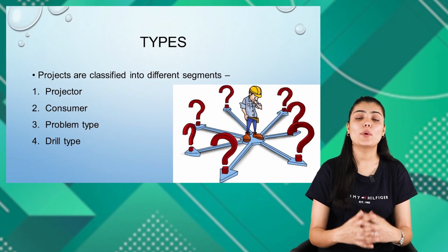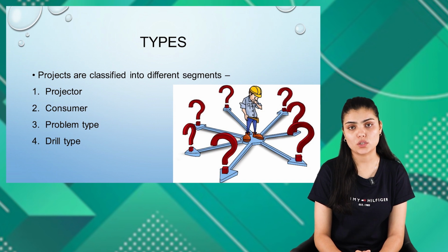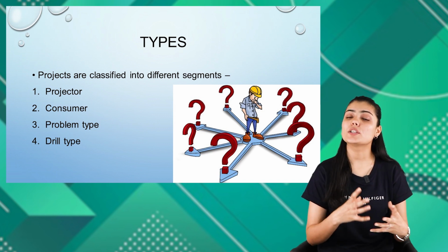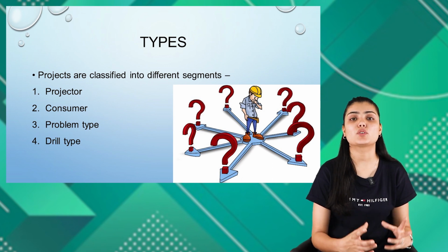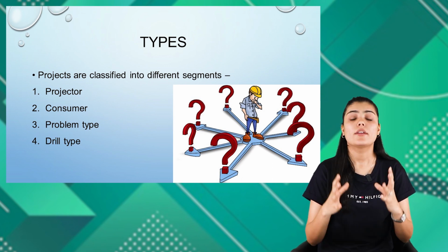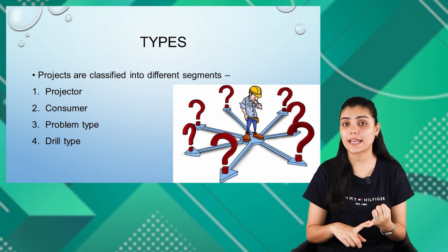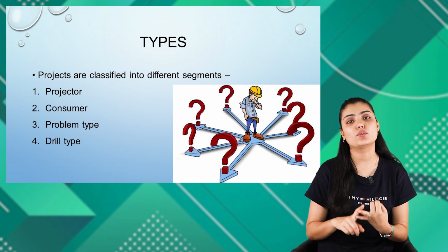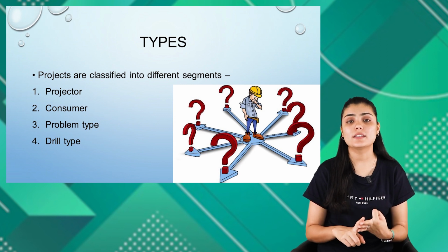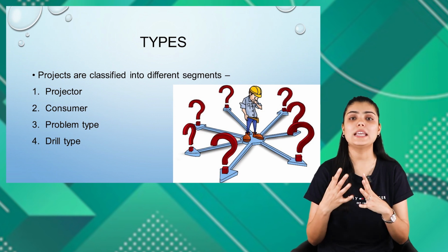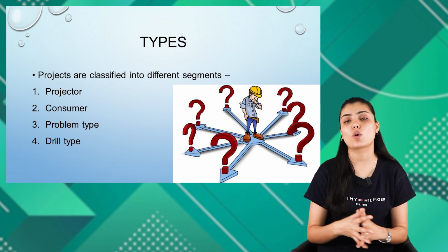Let us now see what the different types of project are. The projects are classified into different segments according to the different kinds of activities that are to be carried out by the learners. So there are four different types of projects. The first one is the producer type. The second one is the consumer type. The third one is the problem type, and the last one is the drill type. We'll see in detail what these different types of projects are.